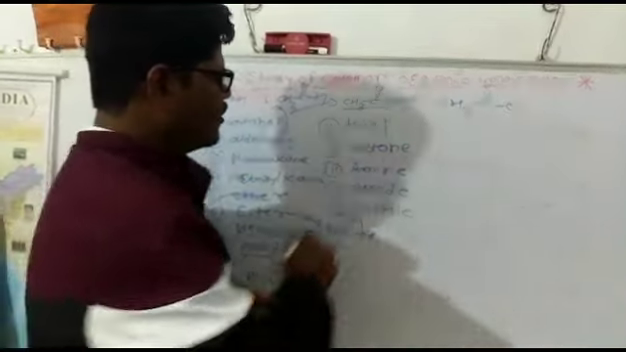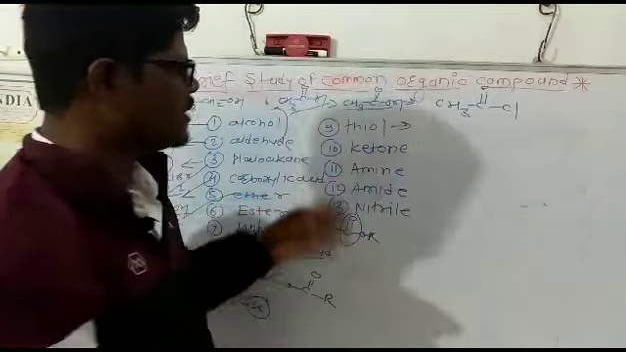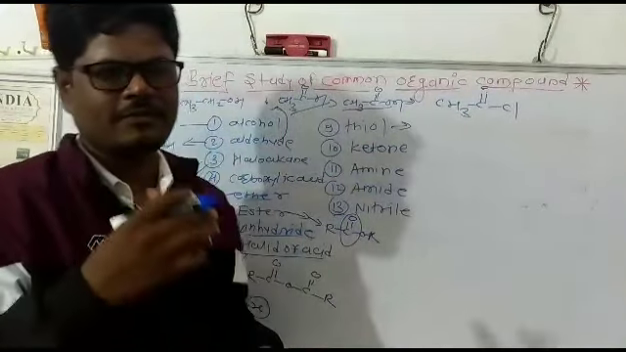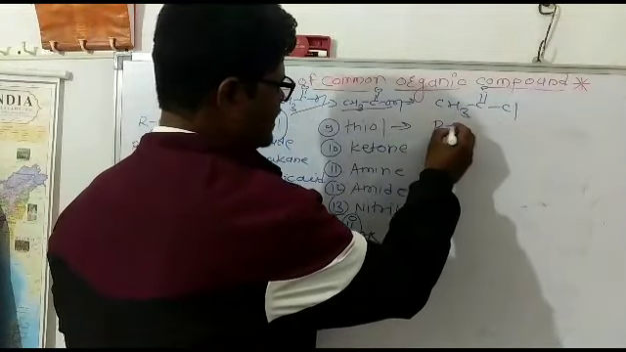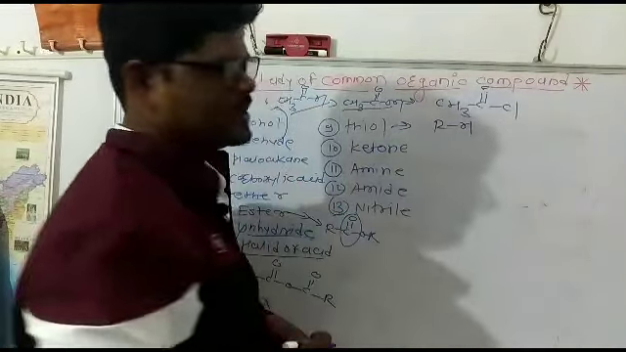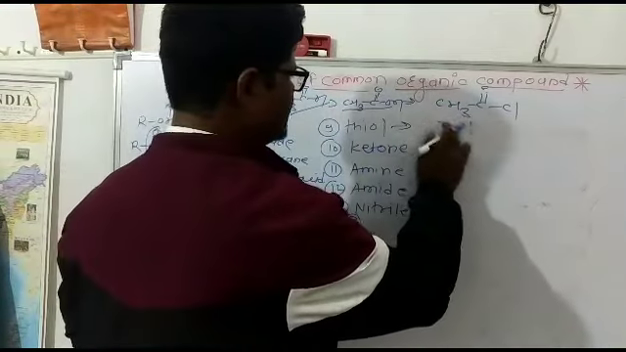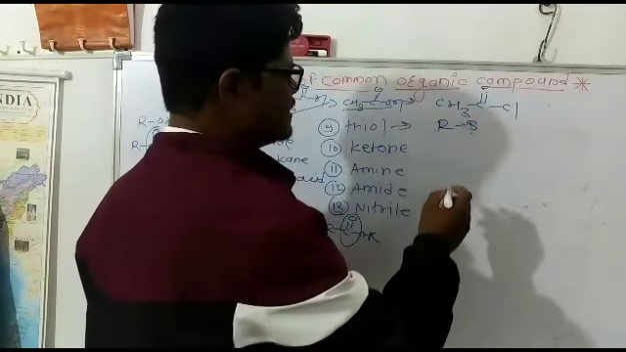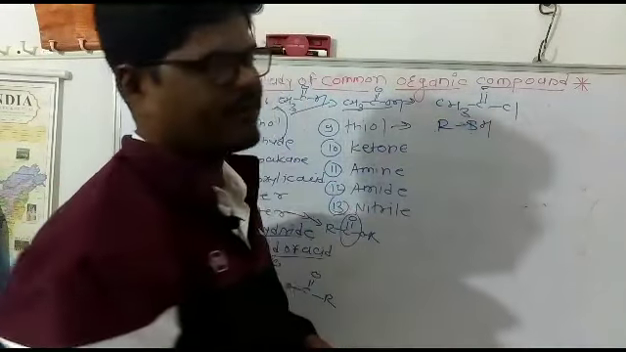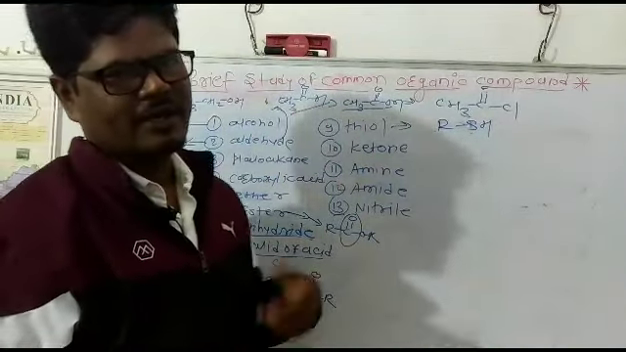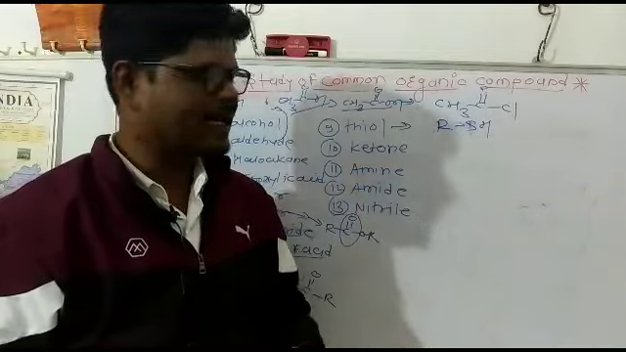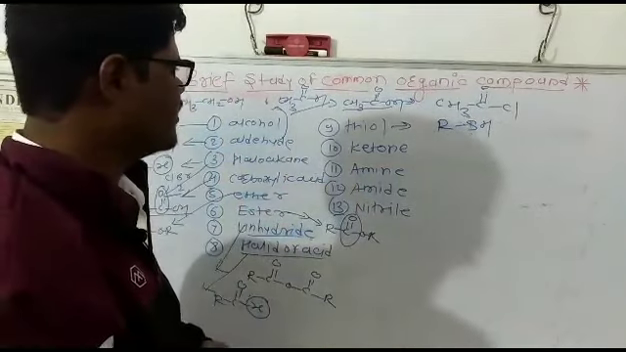Now we will go to this side. Thiols are a type of alcohol which contains sulfur. The general formula of any kind of thiol is RSH. So RSH is the general formula of thiols.